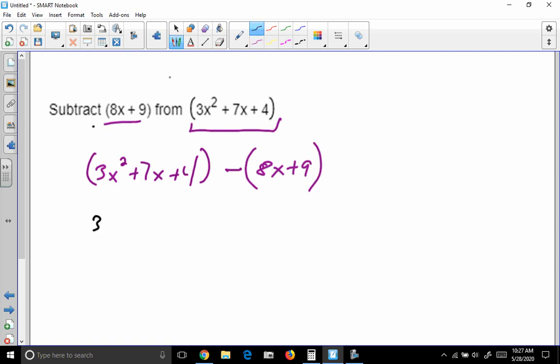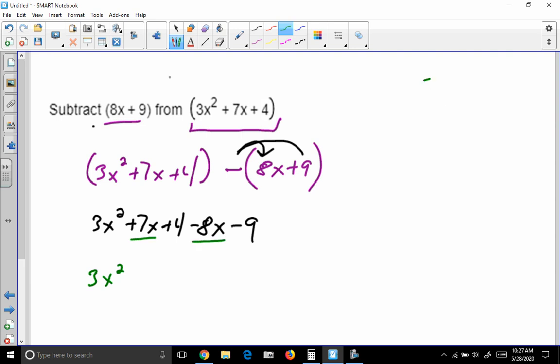So drop the parentheses, so 3x squared plus 7x plus 4, subtract 8x, so minus 8x, subtract 9, so minus 9, and combine like terms. Now, after you do this for a while, you may or may not rearrange things. We have 1x squared term, so bring it down. We have 7x minus 8x, so if we combine those, 7 minus 8 makes for negative 1x, of course, we don't have to write the 1, because 1 is an understood coefficient.